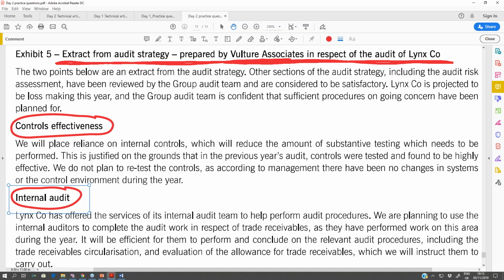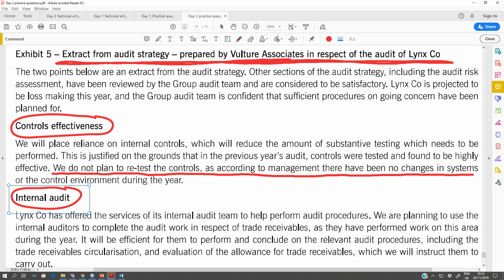We do not plan to retest controls. Look at this line very carefully. We do not plan to retest controls as according to the management, there have been no changes in the system during the year. Can we just trust management? Whatever the management is saying, can we just rely on it?